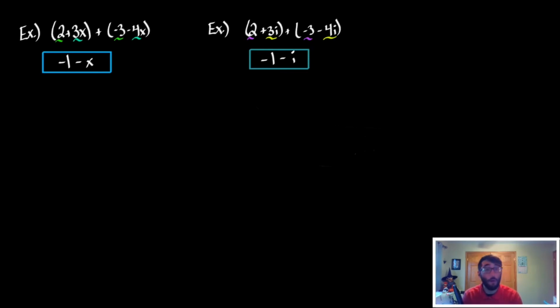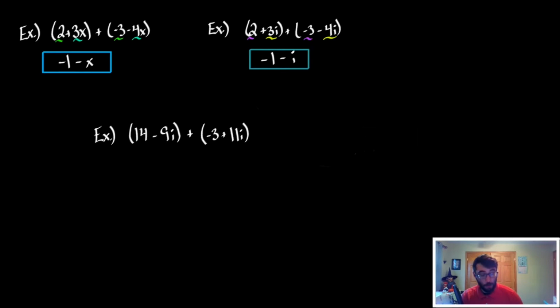And that's it. That's all that adding complex numbers is. But make sure it is in standard form. The real part is always going to come first, and the imaginary part is always going to come second. You always need to make sure that your final answer is in standard form, all right?